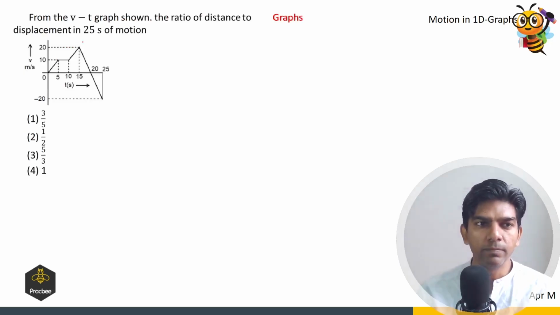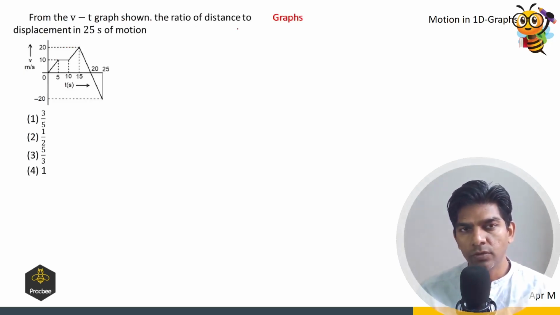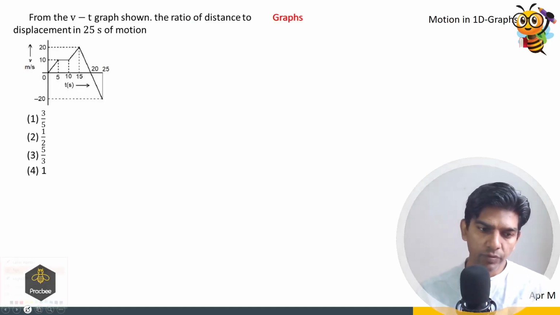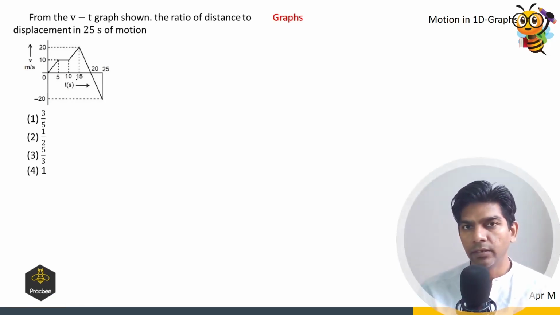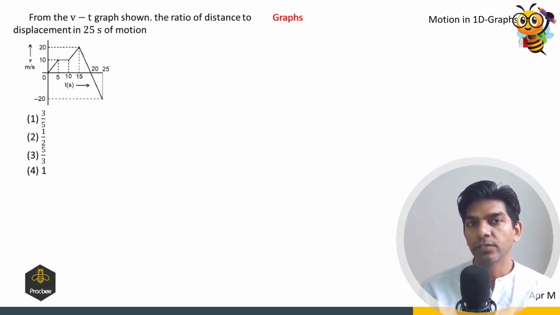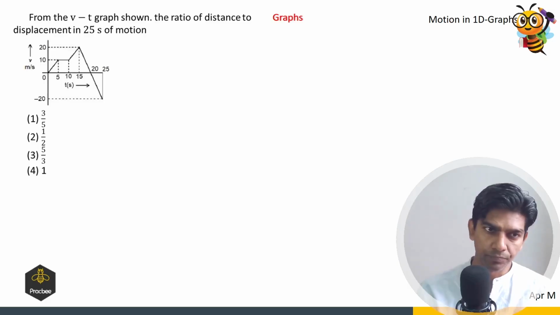Right. So let us see this question. From the VT graph shown, find the ratio of distance to the displacement in 25 seconds of motion. So whenever we are given a velocity time graph, the area which is above the time axis will be taken as positive, and the area below the time axis will be taken as negative for displacement. But in case of distance, we have to add both the areas. So let us first find the area above the time axis. So here we have a trapezium. There are two trapeziums, right?